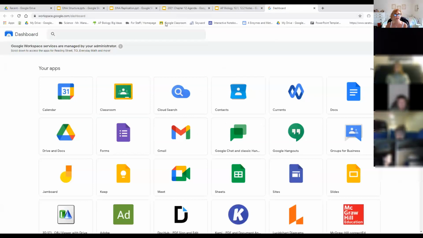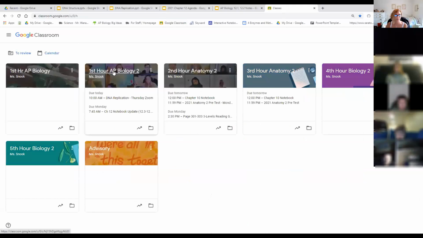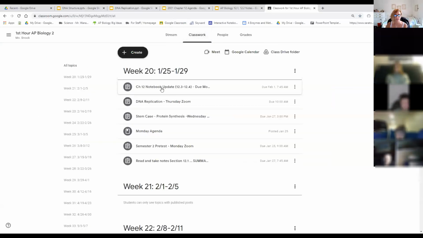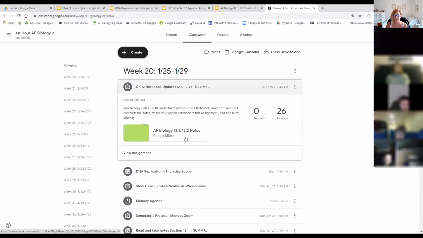When you guys turn that in, you will just insert that into today's assignment. So chapter 12 notebook update. Notice here's your original, the set I gave you, but it won't show up as a copy for you. So when you turn it in, you have to make it an attachment, and you can reattach that, okay?